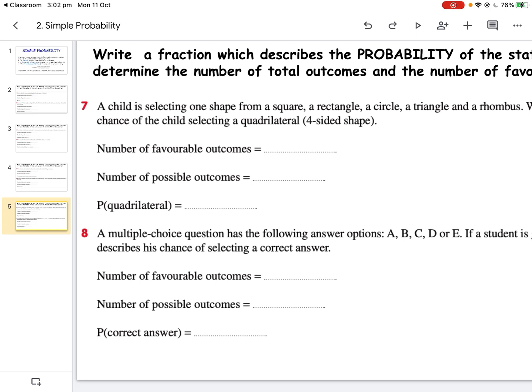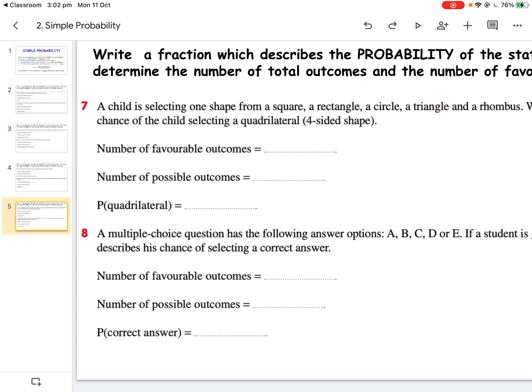No, it doesn't. A triangle, does it have 4 sides? No, it doesn't. And a rhombus, which is a squashed or a pushed over square, it's also got 4 sides. So out of all of those, there are 3 that have 4 sides. So number of favourable outcomes is 3. How many possible shapes do we have there? 1, 2, 3, 4, 5 altogether. So your answer would be 3 over 5.